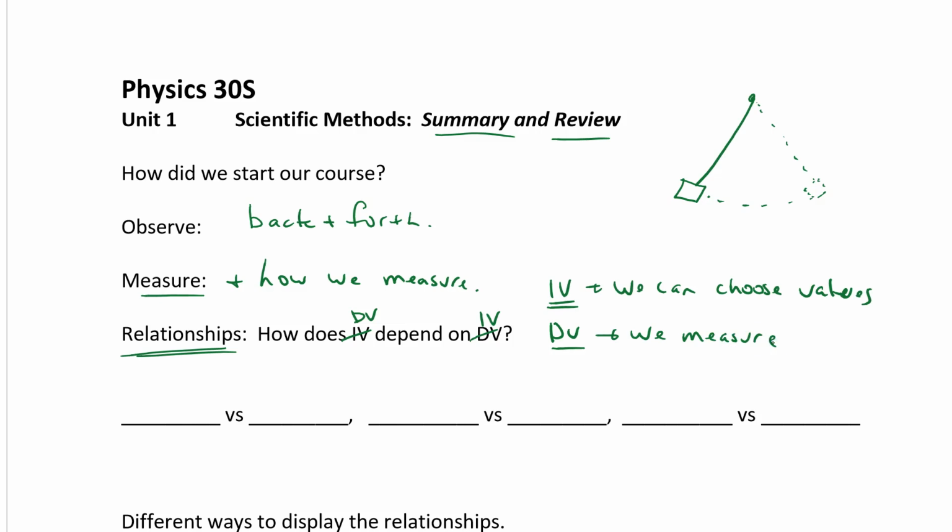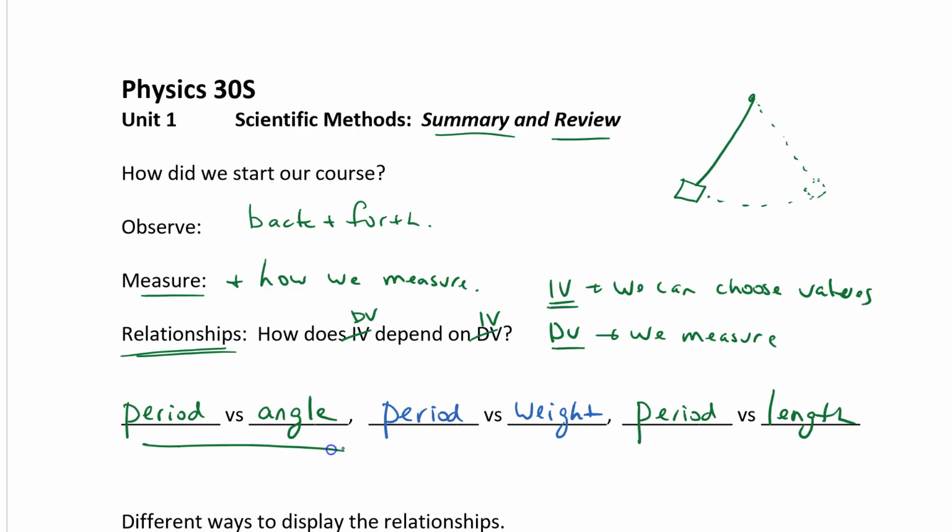And so I think we had three relationships. I think these are the ones that we decided in class. We said the period, how long it takes for the back and forth, versus the angle was one of them. The period versus the weight, so you change the weight around. And the last one was the period versus the length.